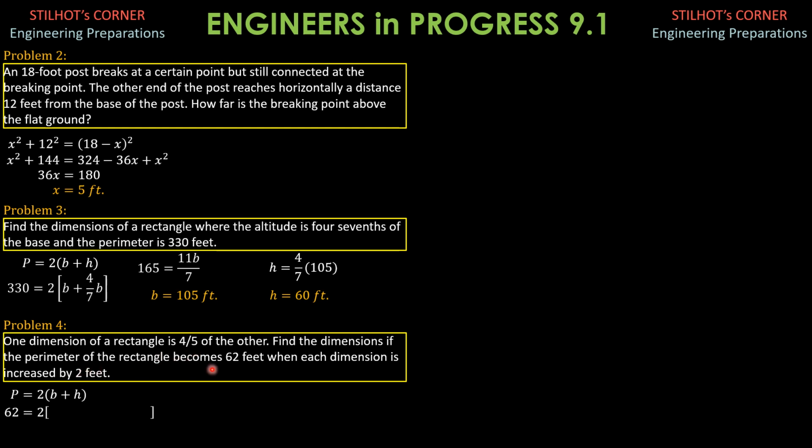Substitute: 62 equals 2 times quantity b plus 2. 62 equals 2 times, the base is increased by 2, the altitude is also increased by 2. So 62 over 2, 31, equals b plus h plus 4. So b plus h, where h is 4/5 of b, is 31 minus 4, 27. So we replace h by 4/5 of b, solving for b. b plus 4/5 b, 5b plus 4b, is 9/5 b. So b is 27 times 5 over 9, and it is 15 feet.